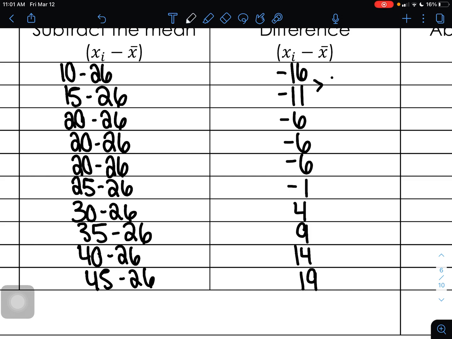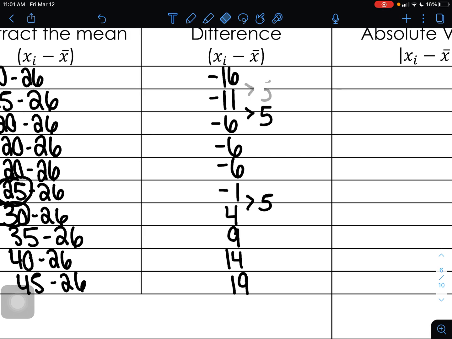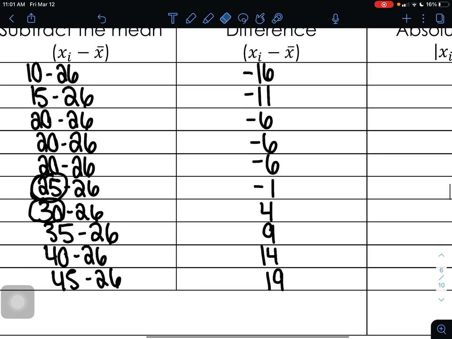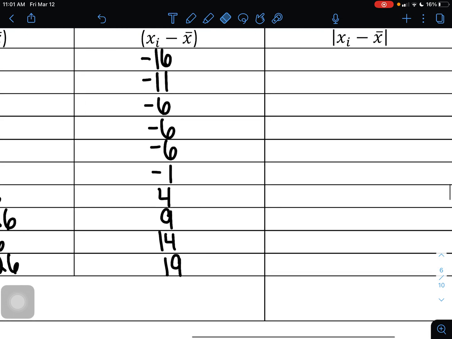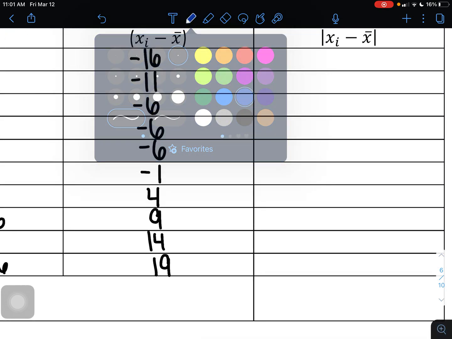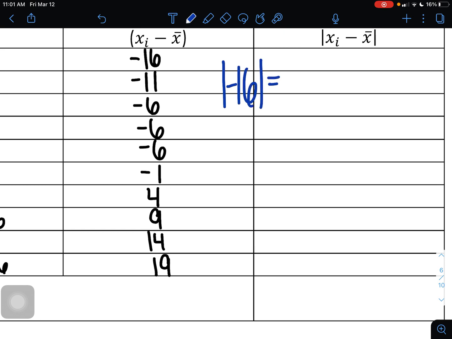And you guys can kind of notice that they're jumping by 5 for all of those different values, because that's exactly what our data values had jumped by as well. Now this next row, all they want us to do is take the absolute value. The absolute value means just write the number without a negative. So what's the absolute value of negative 16? 16. I just write the number without the negative sign.